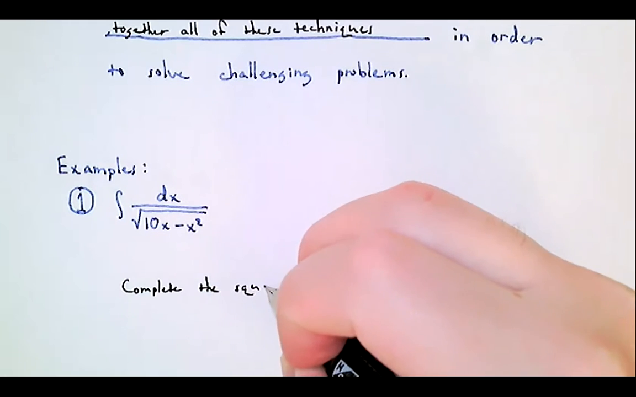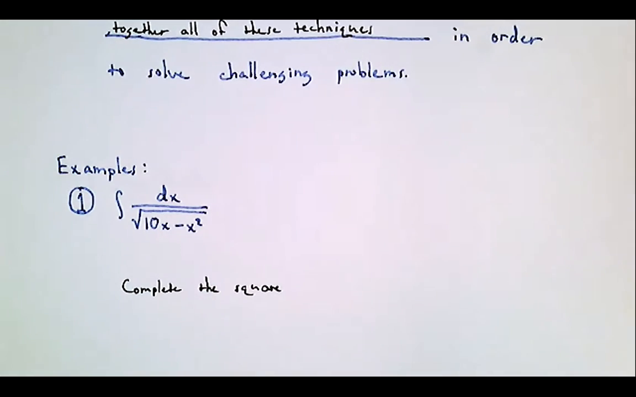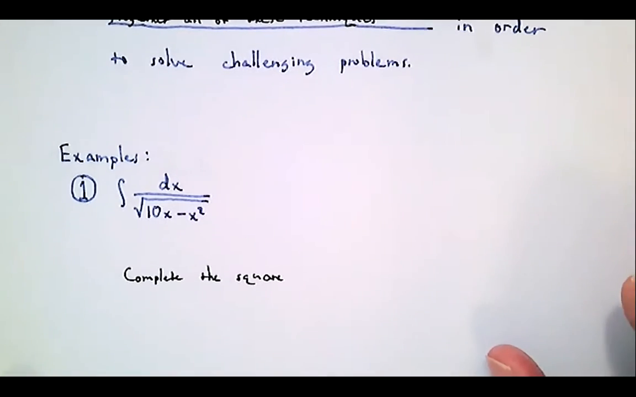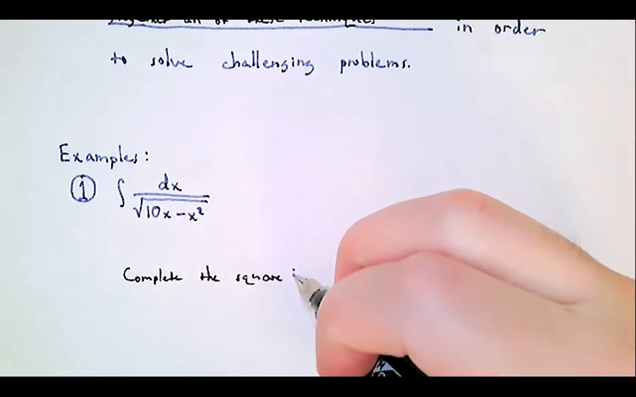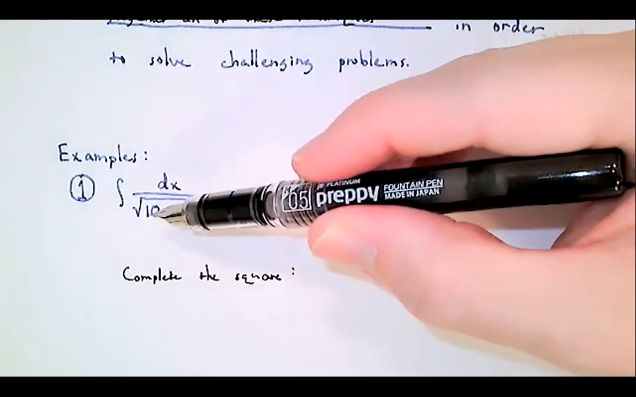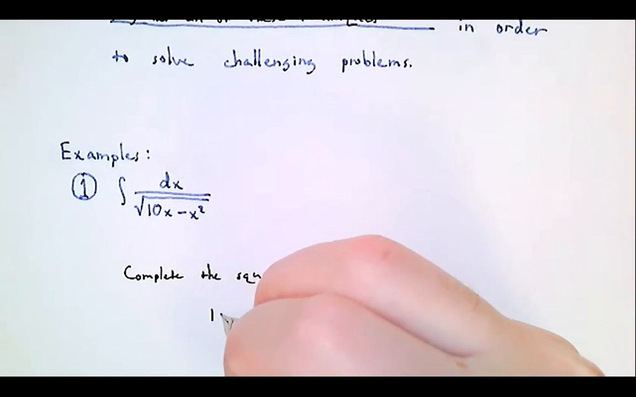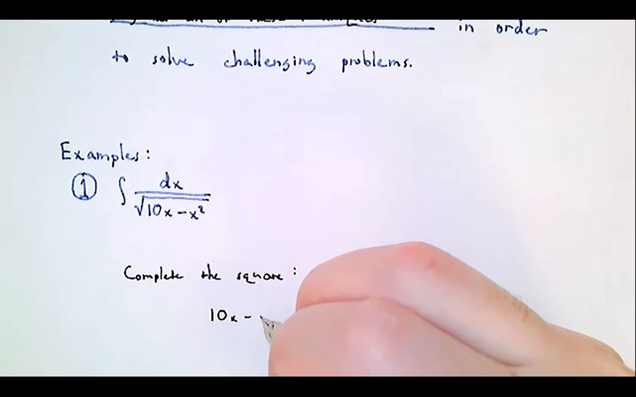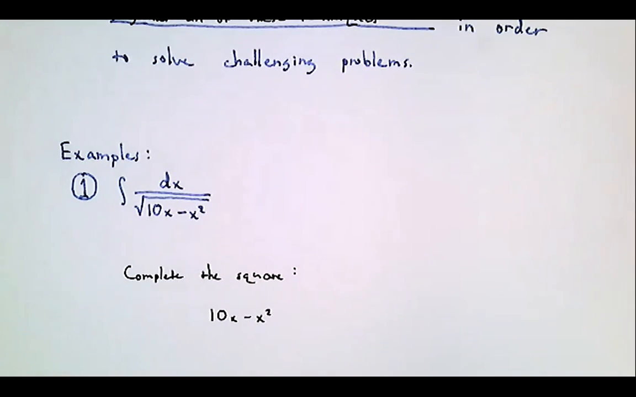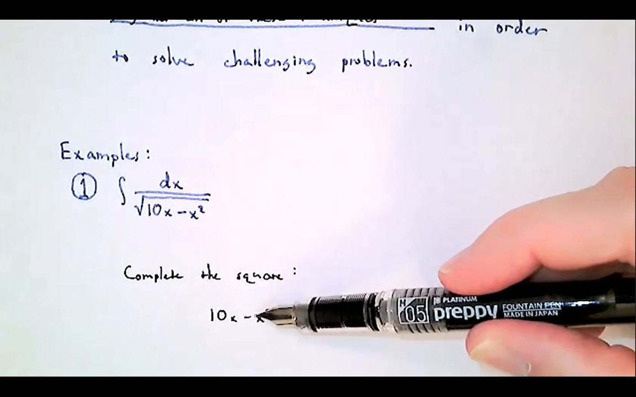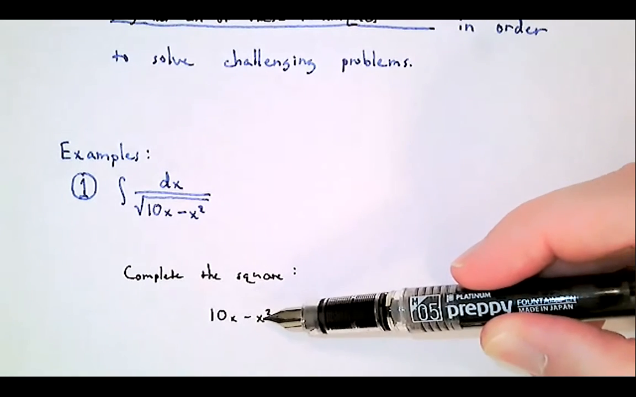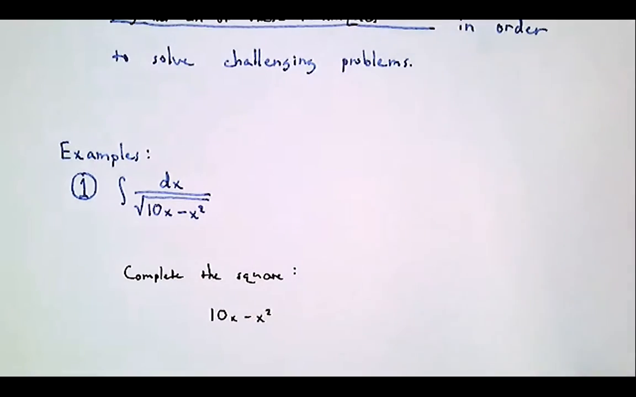So this is an algebraic technique that you would have learned in Algebra 1 or Algebra 2. What we're going to do is look at the quadratic underneath the square root, the 10x minus x squared, and then try to complete the square on it. We have this minus sign on the x squared term that's going to cause us a little bit of trouble when we try to complete the square.